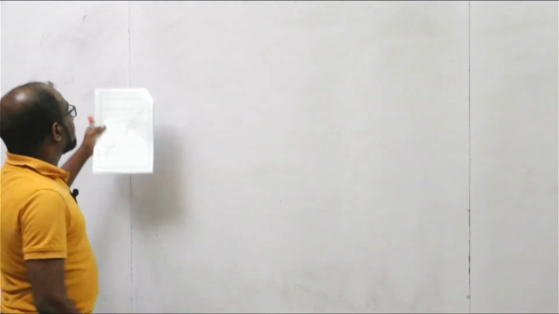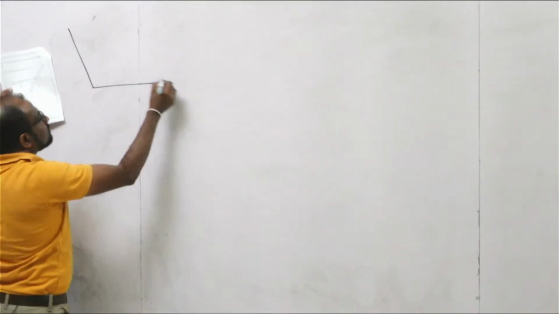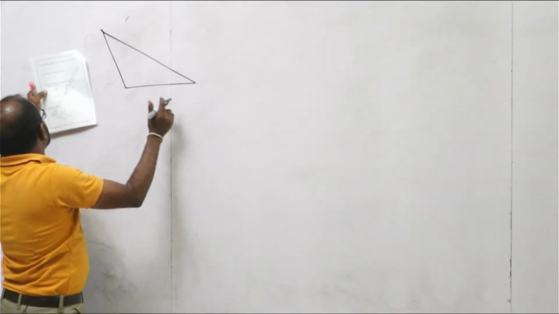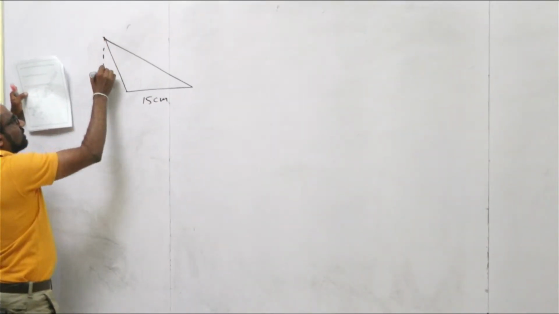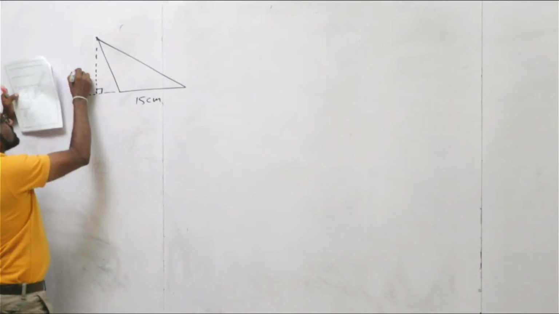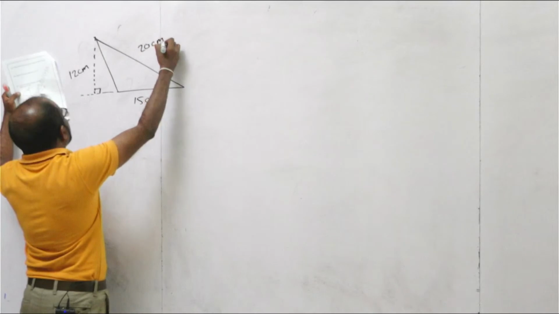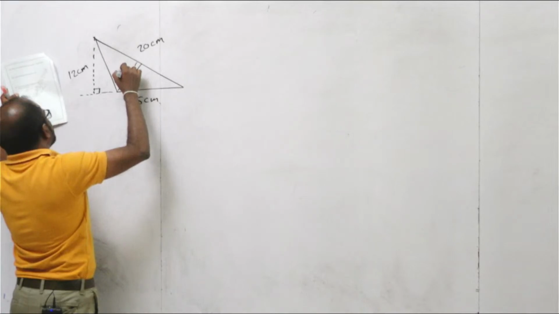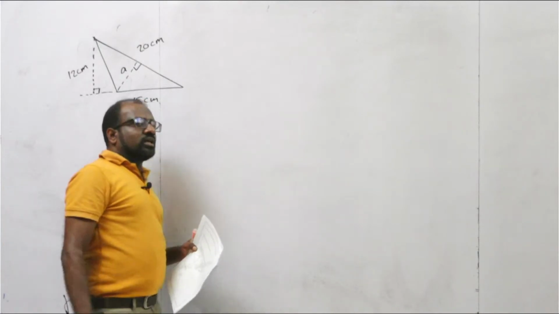Find the value of A. A triangle is given like this. A triangle right? So this side is given as 15. Then height is given outside the triangle, 12 centimeters. Then this longer side is given as 20 centimeters, whereas perpendicular height of that base is given as A. Right?